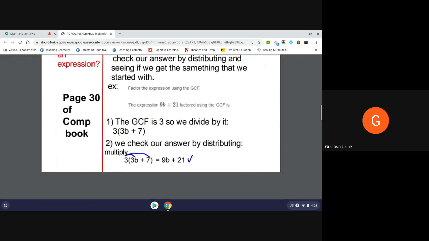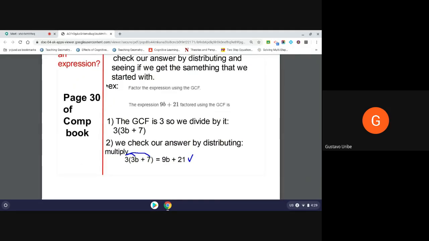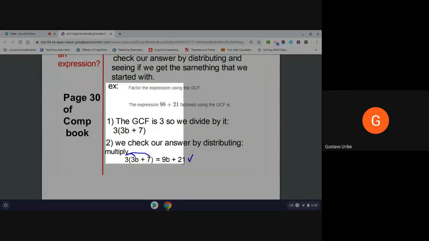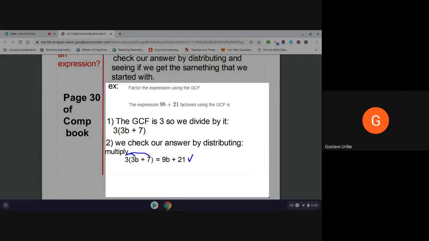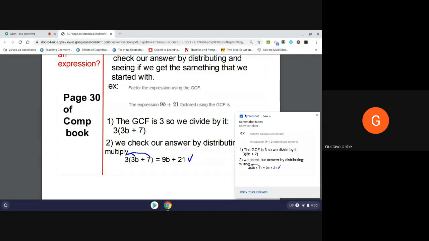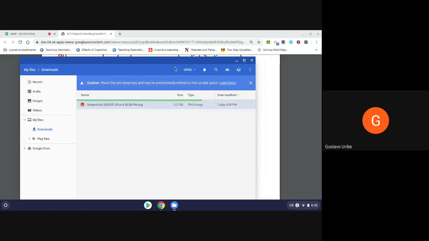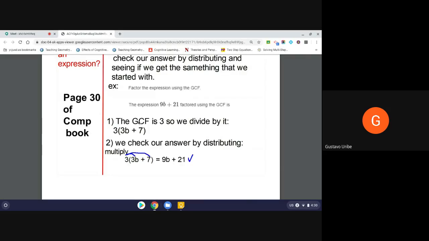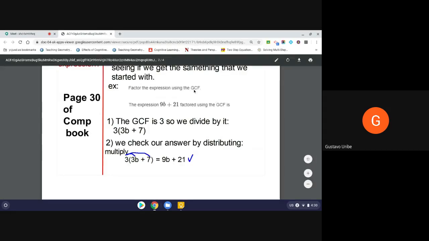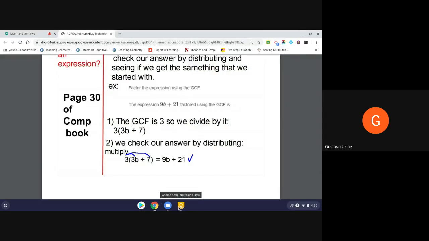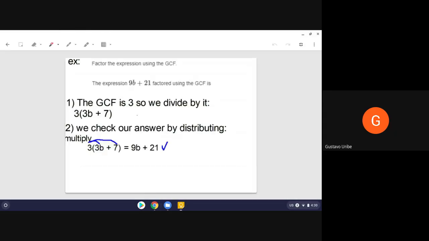So here's an example, right? Let's take this example right here, and we're going to go ahead and go over this. Factor the expression using the greatest common factor. The expression 9b plus 21 factored using the GCF is blank. Okay, first we're going to find the GCF, which I said right here, it's going to be 3, but let's try to find it on our own.